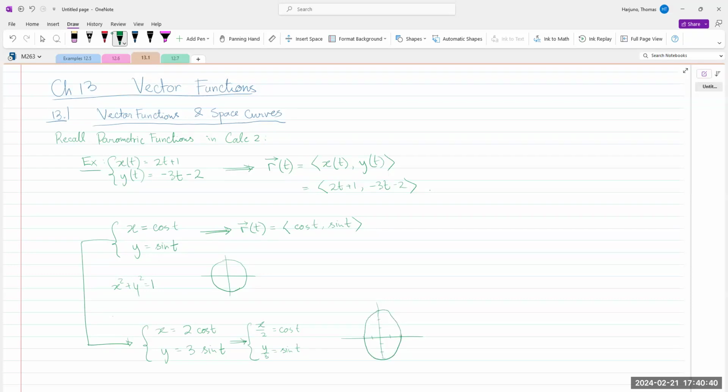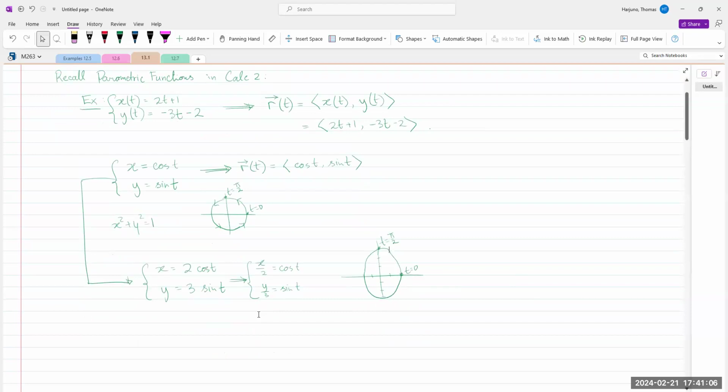Okay, in fact, we know from the past that we have the direction of the trajectory. This is when t equals 0. This is when t equals pi over 2, right? Right now, you basically have the same thing. This is when t equals 0. This is when t equals pi over 2. But if we write that as a rectangular equation, this is actually x squared over 4 plus y squared over 9 equals 1.